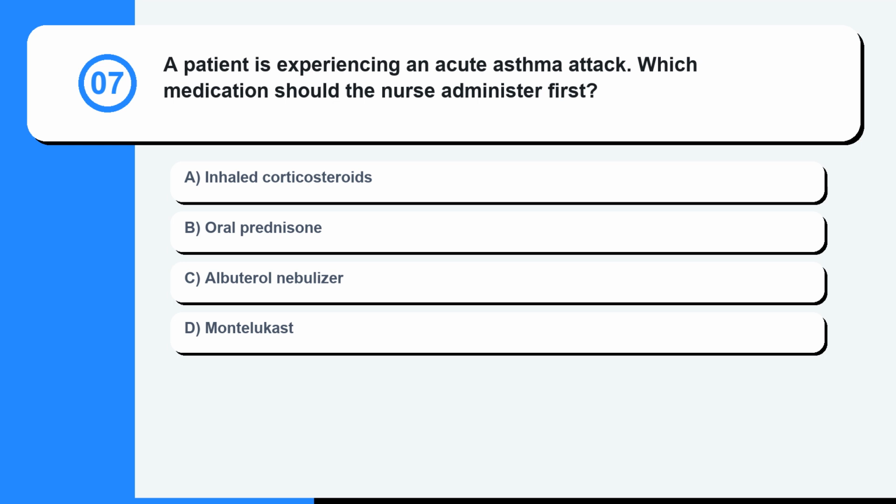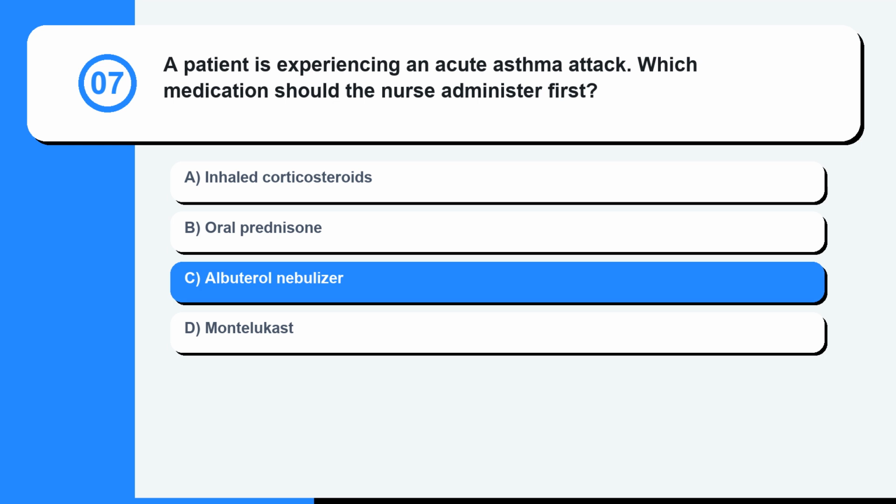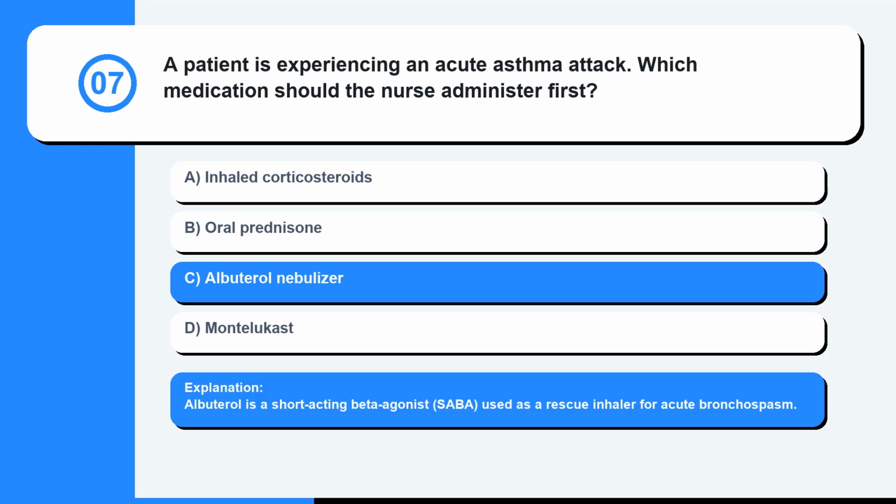Question 7. A patient is experiencing an acute asthma attack. Which medication should the nurse administer first? A. Inhaled corticosteroids. B. Oral prednisone. C. Albuterol nebulizer. Or D. Montelukast. The correct answer is C. Albuterol nebulizer. Albuterol is a short-acting beta-agonist, SABA, used as a rescue inhaler for acute bronchospasm.